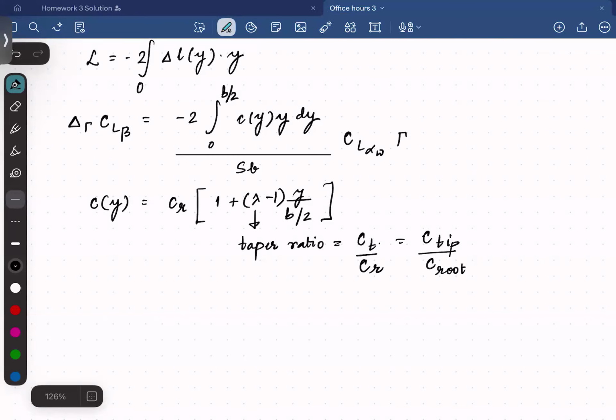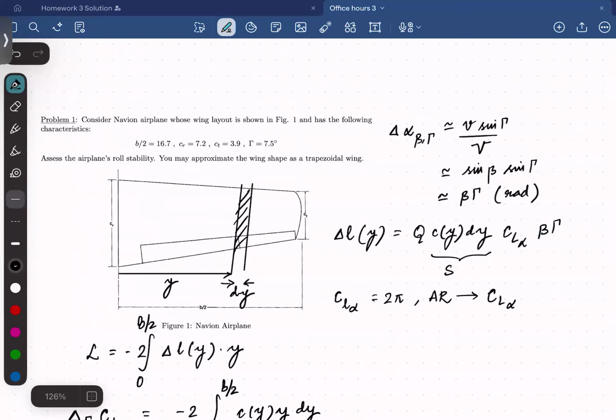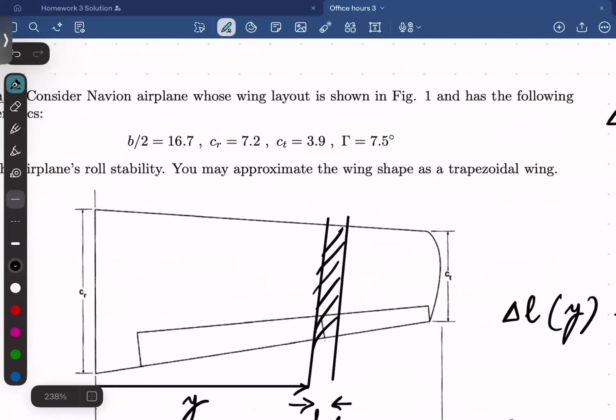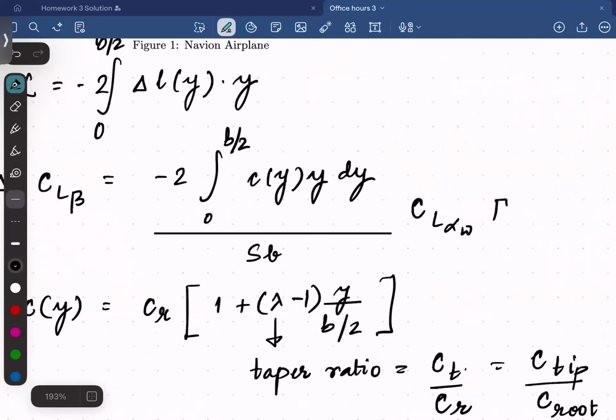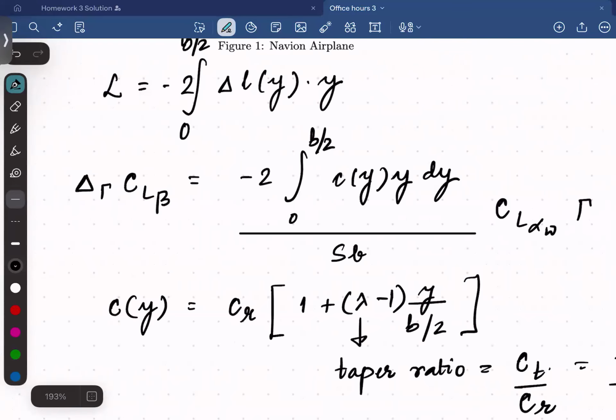So if you look at the information in the question, what is provided to you? B by 2 is provided to you, which means you have the wingspan, you have the root chord, you have the tip chord, and you have gamma. So there's nothing which you do not have in this expression. This is not a very difficult question. However, the objective of this question is to help you recall this core concept while assessing the roll stability of the aircraft. Are there any questions?